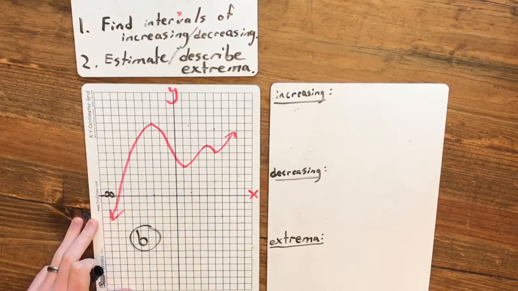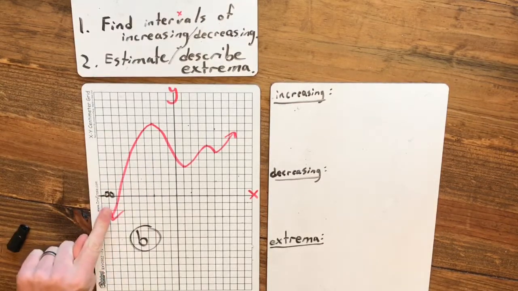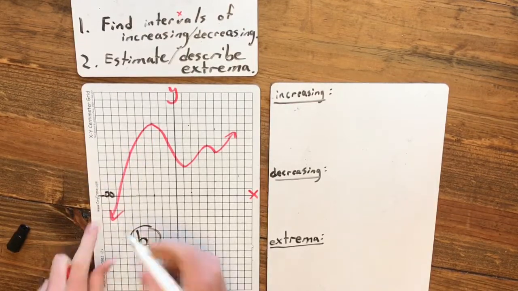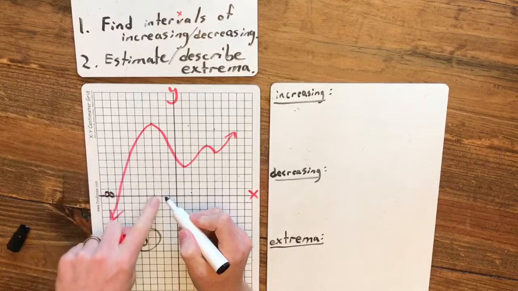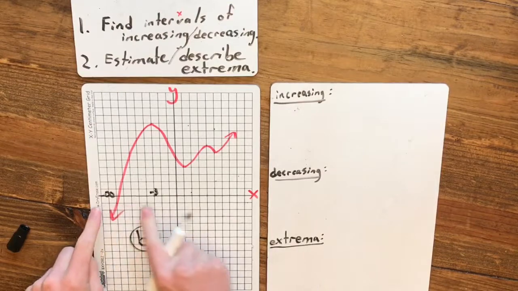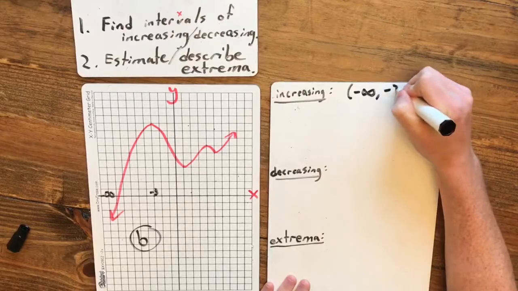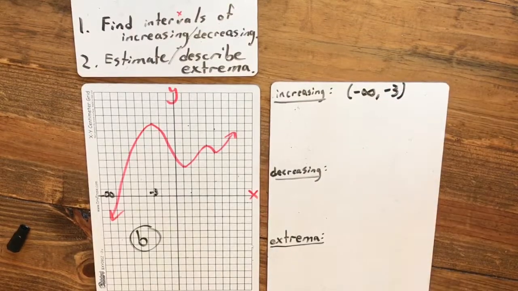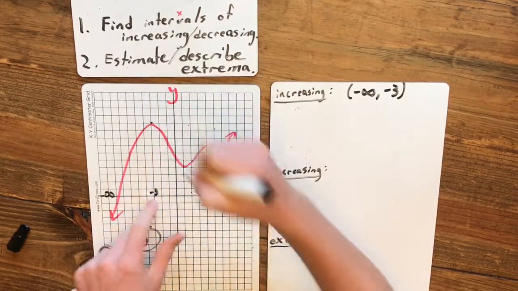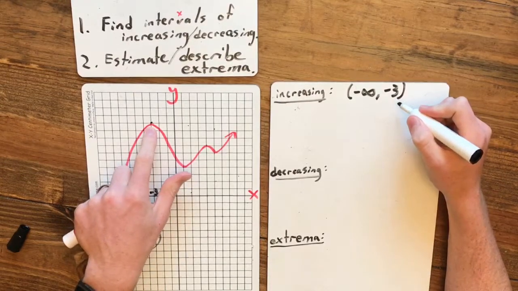As we go from the left to the right here, going from the left means we're starting at negative infinity. As I move to the right, the graph is going up, and it continues to go up until I get right here at this x value of negative 3. So the first thing is I know it increases for the x values of negative infinity to negative 3, and I'm putting that in interval notation. We can't equal negative infinity. It's not actually increasing at this point, but it stops increasing right there at the point.